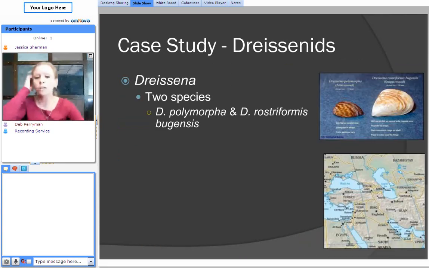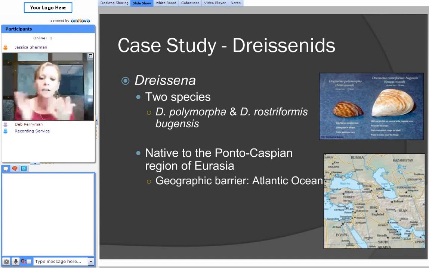Okay, so here's this case study I'm going to give you. I'm going to talk about dreissenid mussels, and these are zebra and quagga mussels that are located in the Great Lakes Basin. So there's two species of them. The zebra mussels are called Dreissena polymorpha, and the quagga mussels are called Dreissena rostriformis bugensis. And these are native to Eurasia, or the Ponto-Caspian area, which you can see in that bottom map.